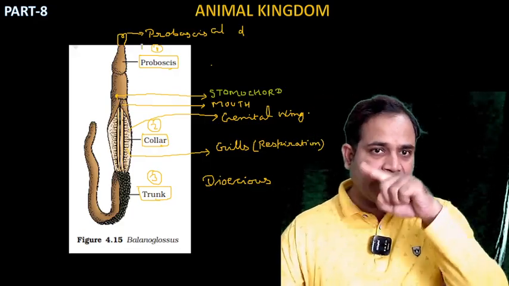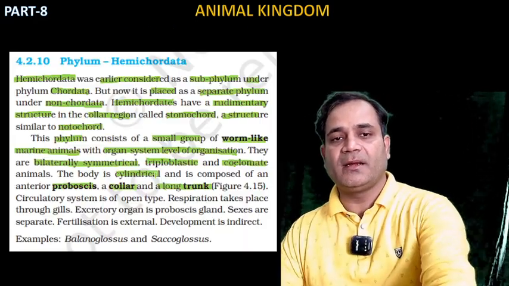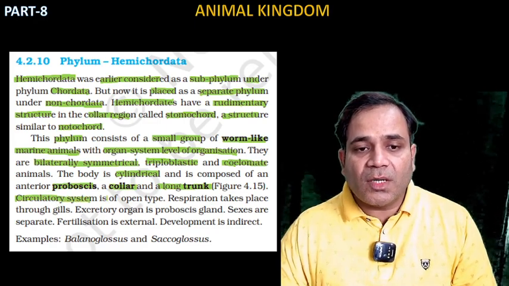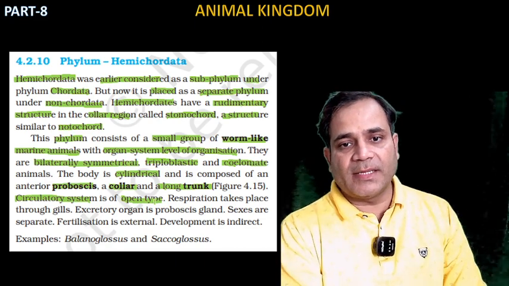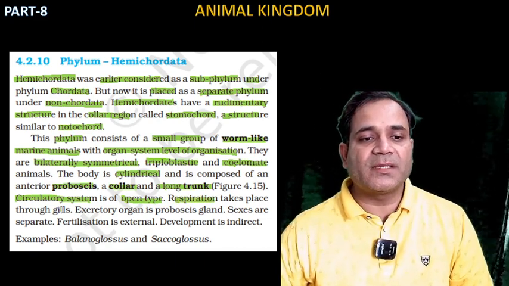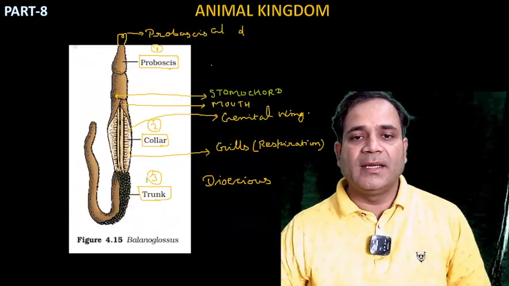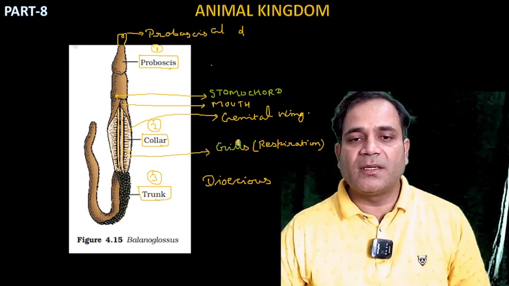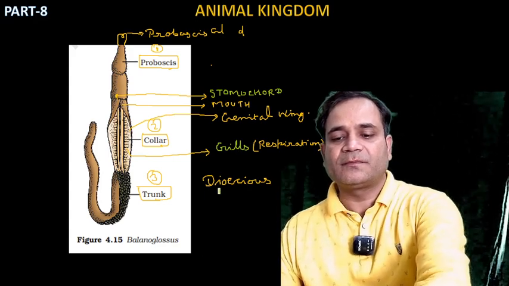See, what is this? Proboscis. Second one is collar, and third one is trunk, my dear. Correct? Now see, what is the circulatory system here? I told you, open type. It means the blood flows directly into the body cells. Respiration takes place with the help of gills. See, this one is the diagram of gills. So the gills are responsible for respiration. See, I have also written it here.